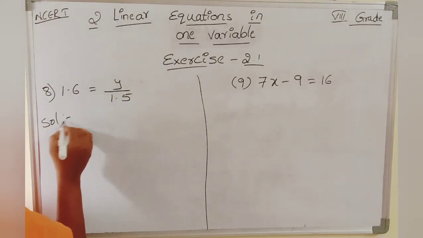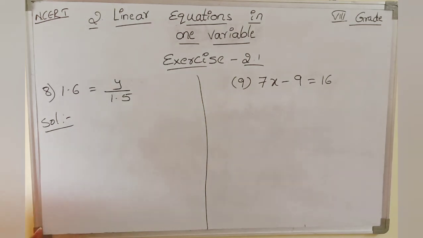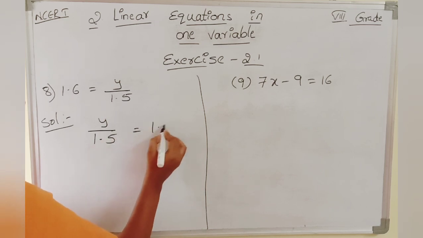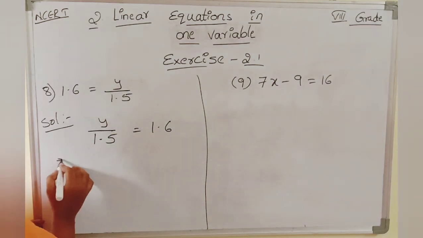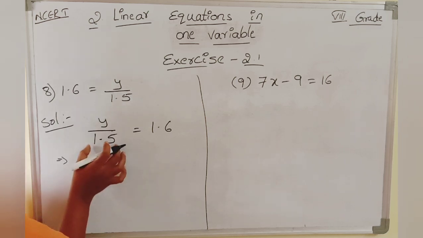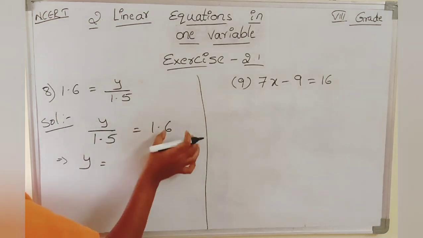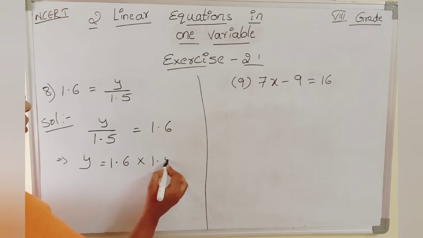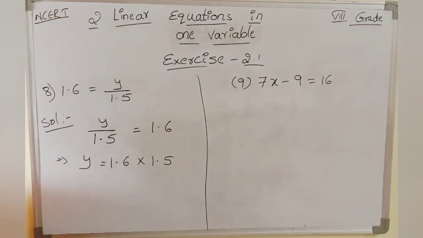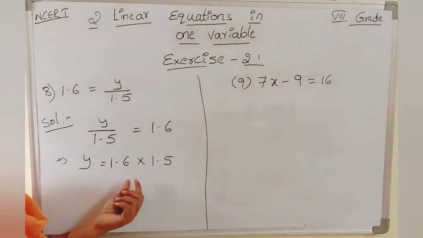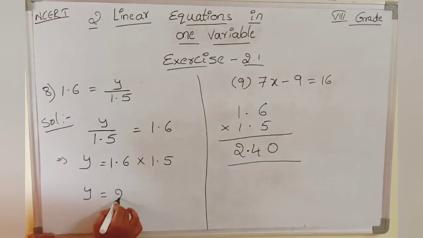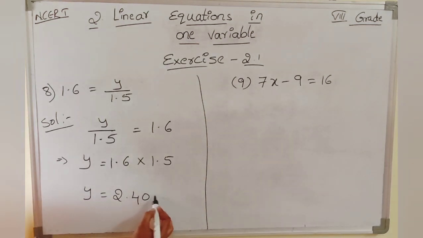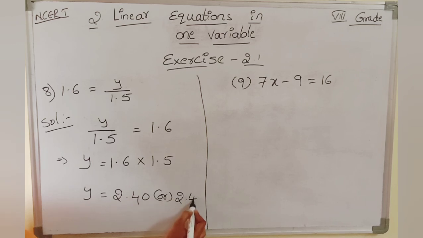1.6 is equal to y by 1.5. So for our convenience, I am writing this as y by 1.5 is equal to 1.6. From this I want to find the y value. So this 1.5 is in the denominator. When we are sending this to the opposite side, it becomes multiplication. So 1.6 into 1.5. In decimals we learned how to do multiplication of decimals. So the y value here is 2.4 or 2.40, both are the same.